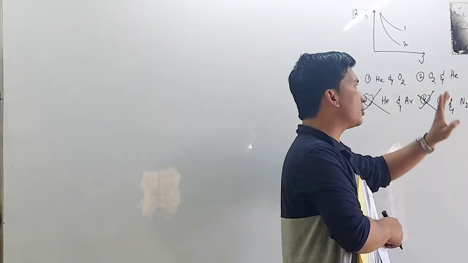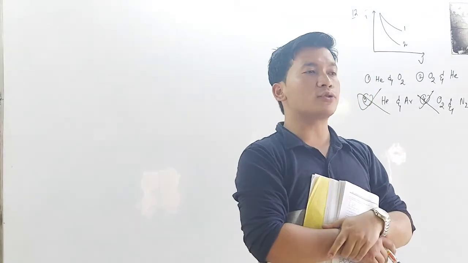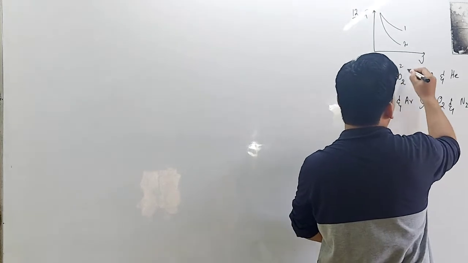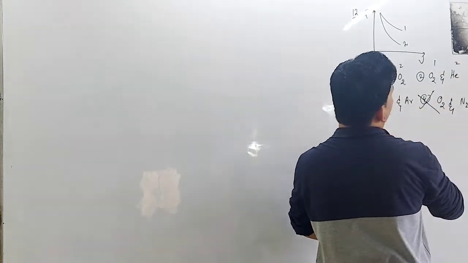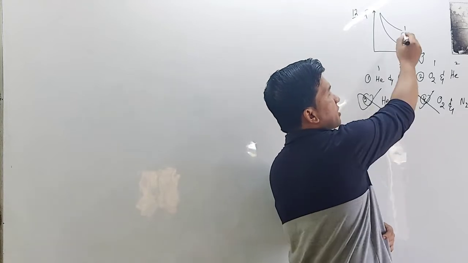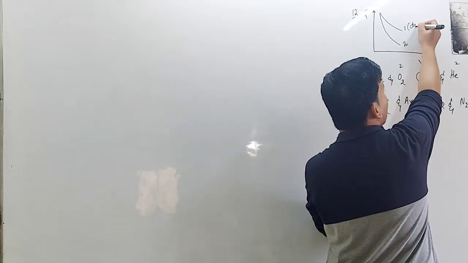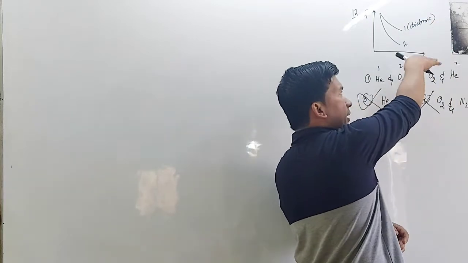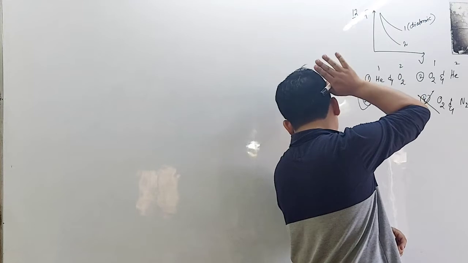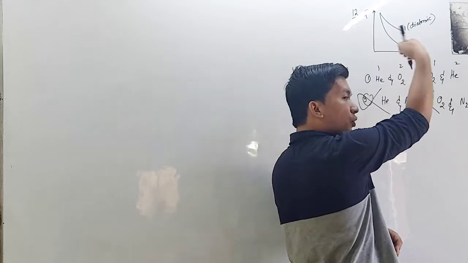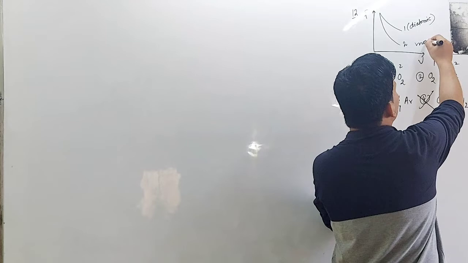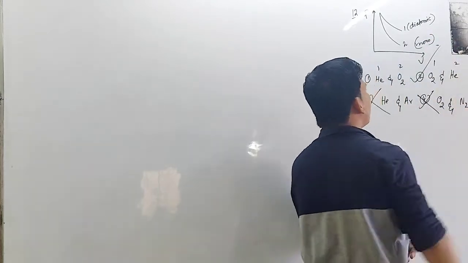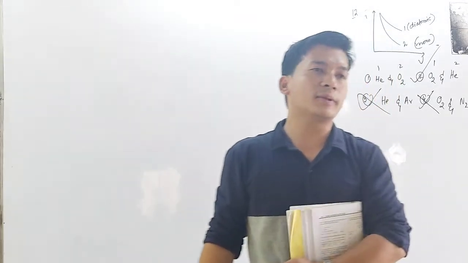Now from option 1 and 2 you have to choose the correct one. This will be our first graph, this is second. Which one will be true? This one will be for diatomic. The lowest graph will be for monoatomic in the adiabatic process. That means 2 must be monoatomic. So option number 2 will be our correct answer. Understand?